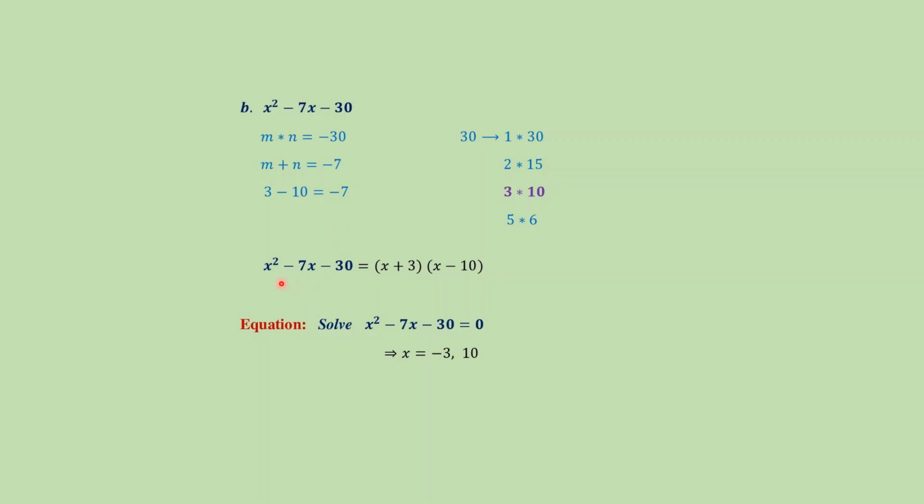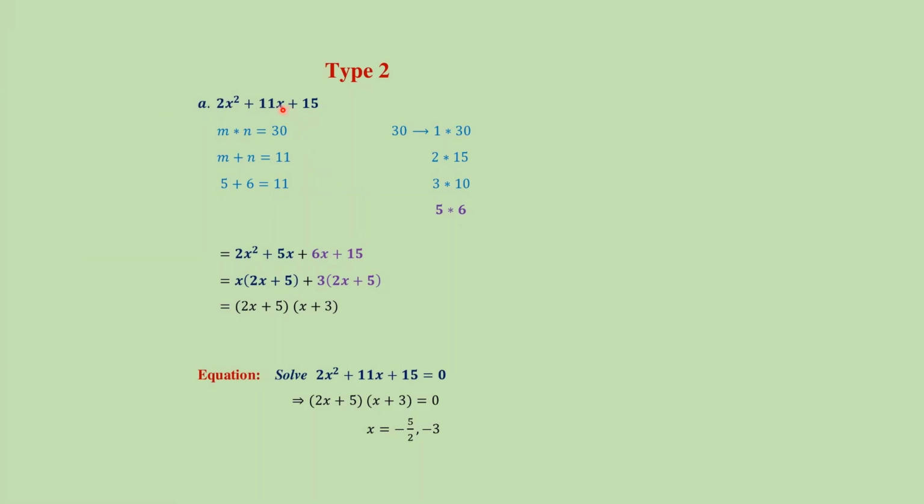And you can write this expression as x plus 3 times x minus 10. Remember, when m times n is negative, you also need to think about the combination of positive and negative of this number. If the question asks you to solve this equation, the solution will be x equals negative 3 and x equals positive 10.